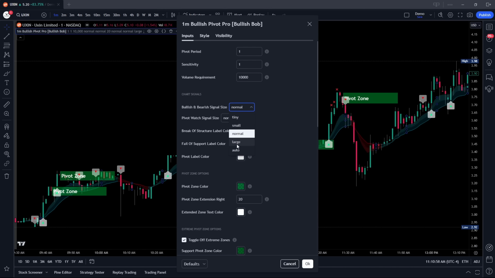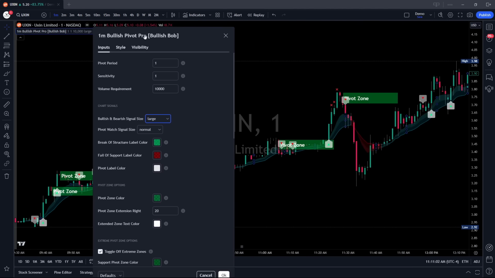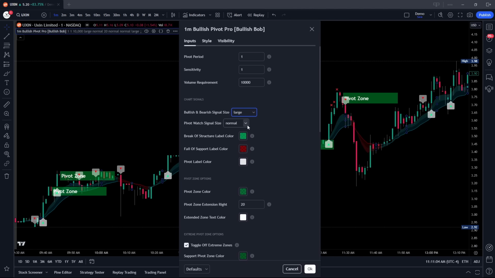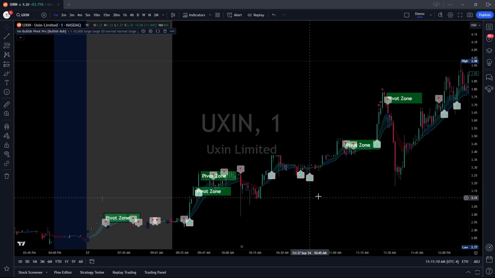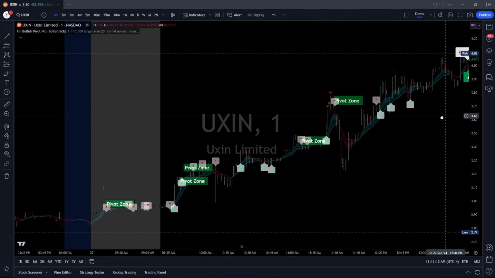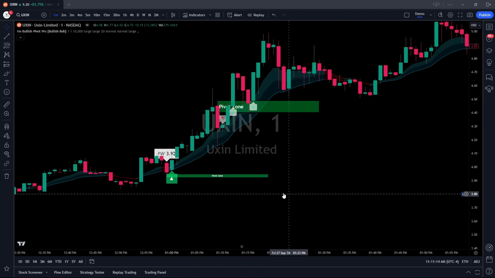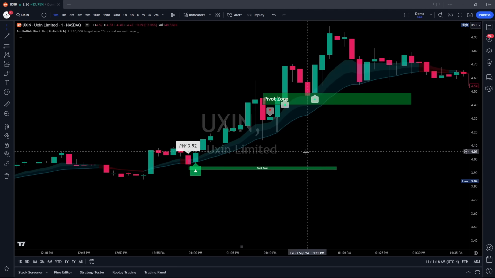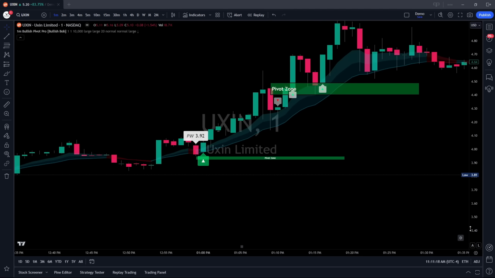Excuse me. Let's go to large pivot watch signal size. That's going to be those white labels here, which I don't see any. We'll go to large on that. I'll hit OK. We'll start with that to get us going. I'll zoom out, look for one of those labels. Here's one right here. We made the label larger so I can see it a little bit easier for this demonstration.